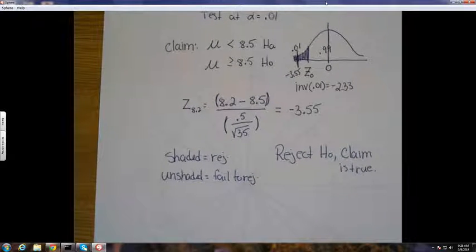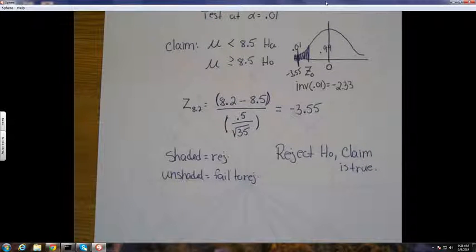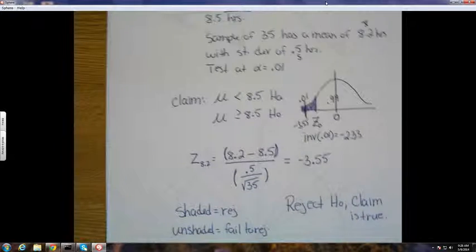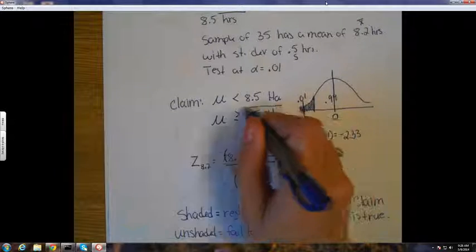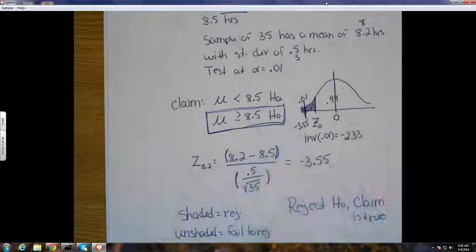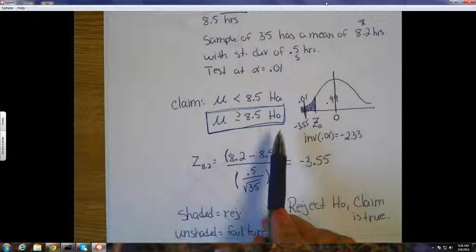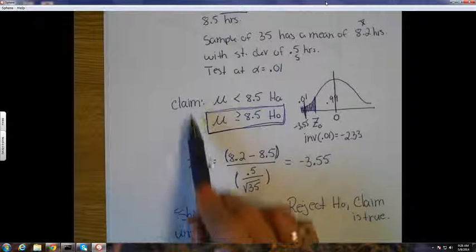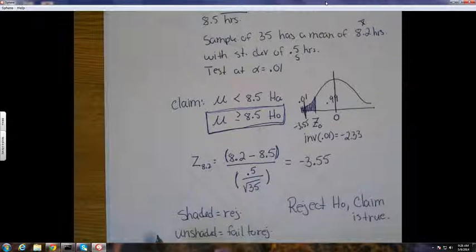Okay, let's try one more of those, and then we'll do the program one. We always test, when you do these hypothesis tests, we're always testing the whole. Even if the claim's up there, it doesn't matter where the claim is, we're always testing the whole. We either reject the whole or we fail to reject the whole. Those are the only two decisions we come up with.